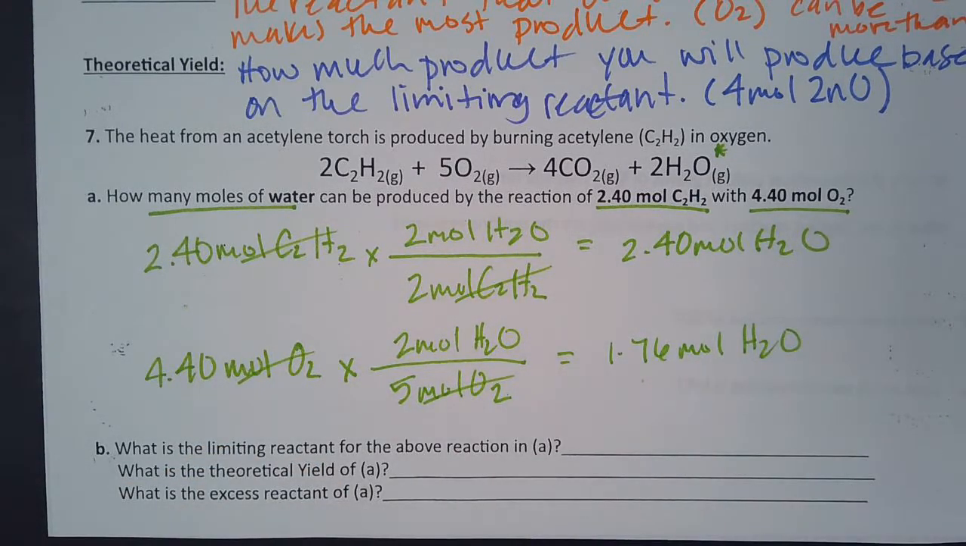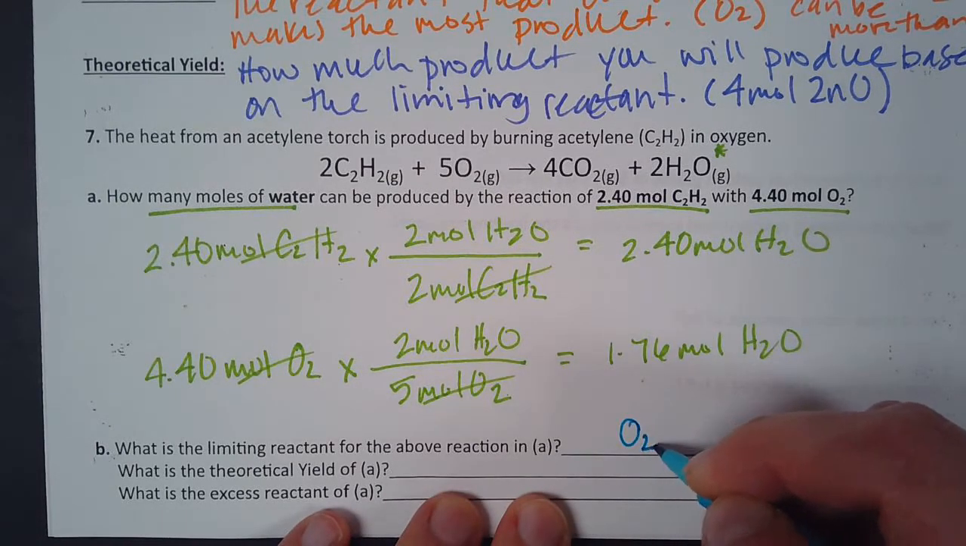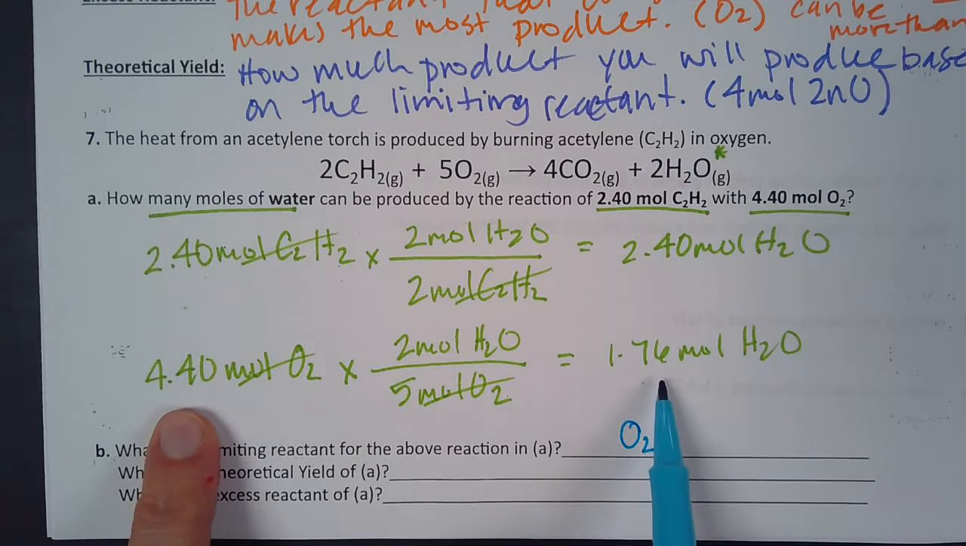All right. So what is going to be the limiting reactant? The O2. Why do you think the O2 is your limiting reactant? It produced less what? H2O. It produced less H2O. So the O2 produced less H2O. So that is our limiting reactant. So our limiting reactant is the O2 because it produced the least amount of H2O.